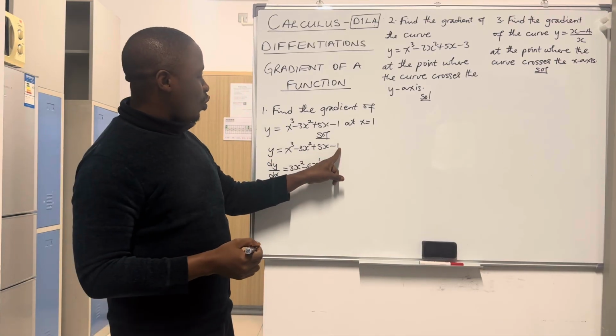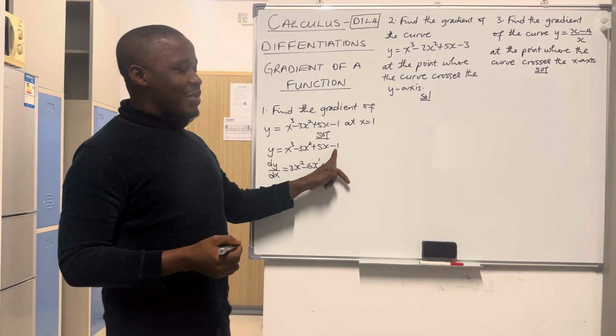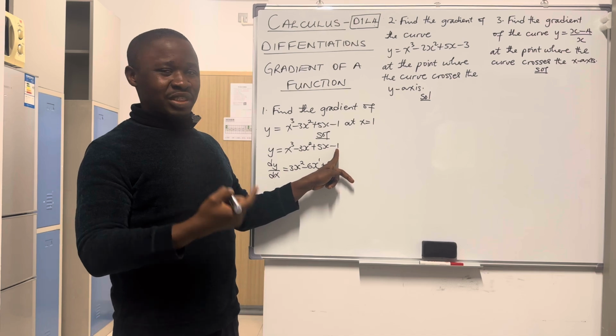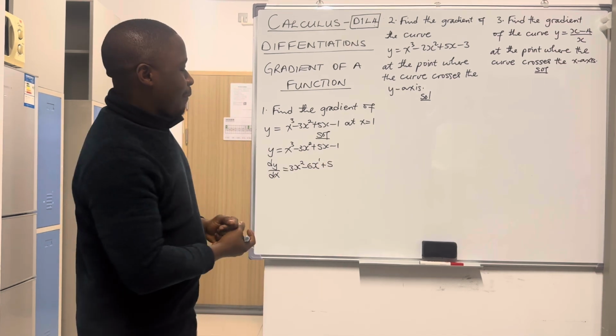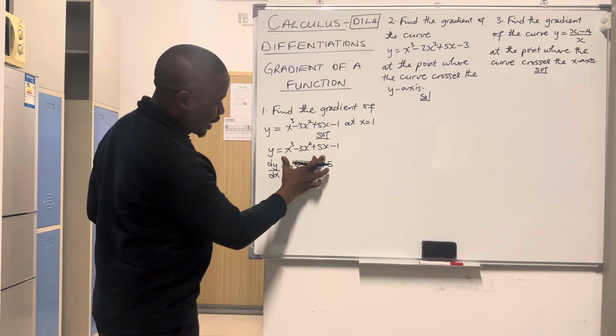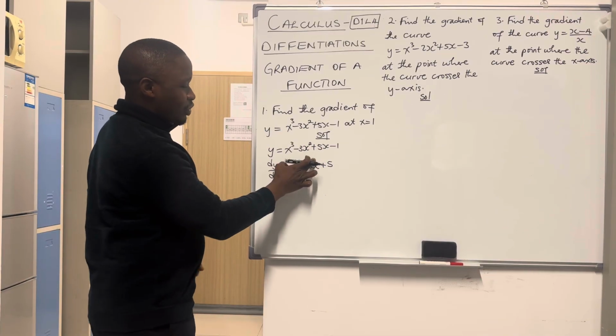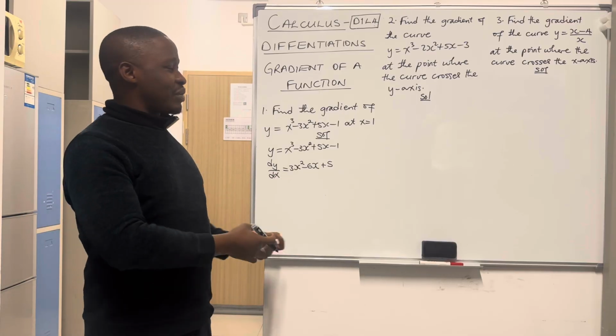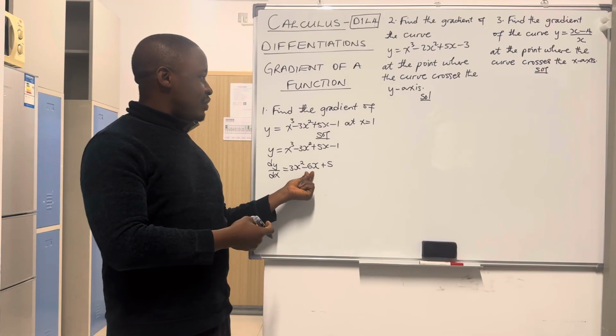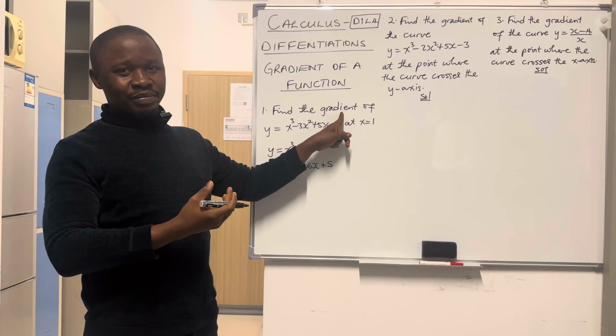This one does not contain x, so that makes it a constant. Differentiating a constant will give us 0. So we ignore it. Okay, even this one again, we can ignore the 1. So this is what? Our first derivative. The first derivative is what we refer to as the gradient.